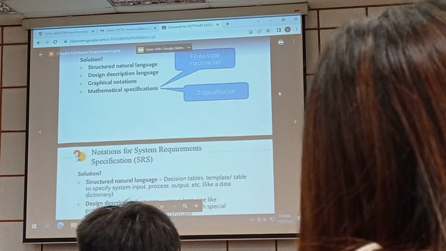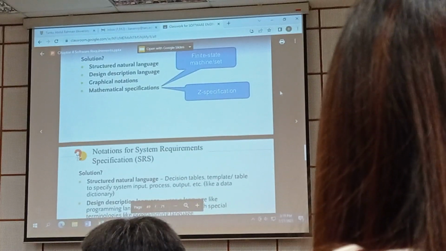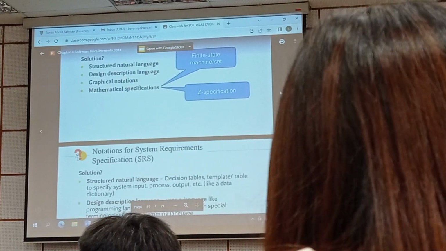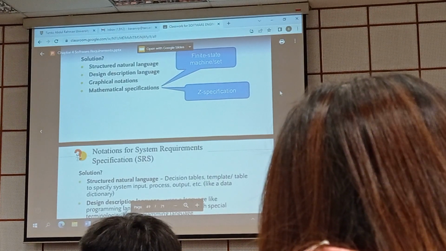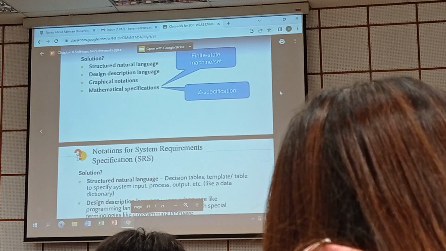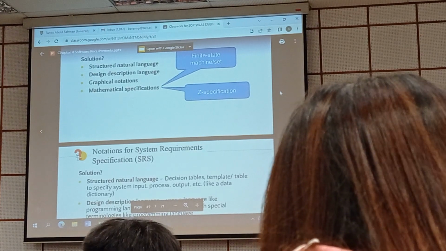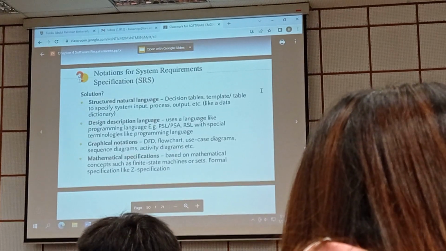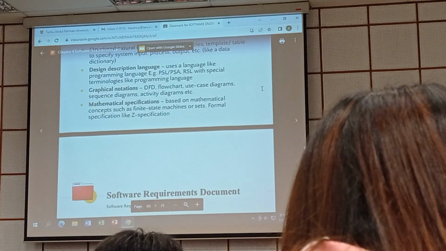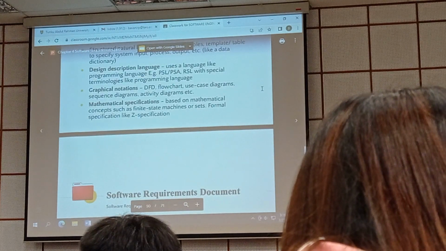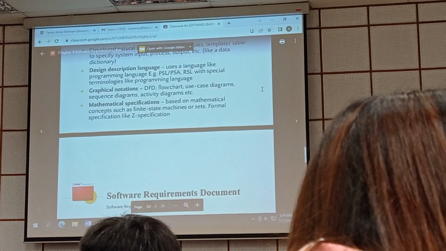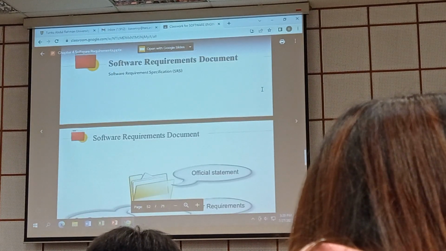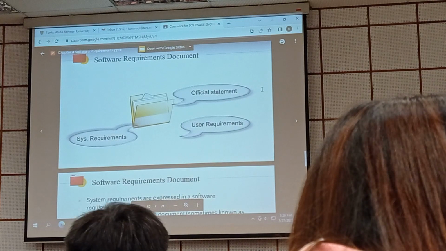Something like a formula to use. Physics, chemistry, formula. Okay, that is what I can give you. So in here you can see it is based on mathematical concept. Okay, mathematical concept. All right.